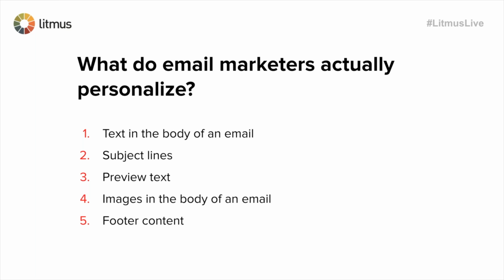4th was using images in the body of an email. So that's getting up to that kind of second tier, using a little bit more advanced stuff, whether you're doing that in-house or using a third-party service to customize those images. And then I thought it was interesting. Number 5 was the footer content.